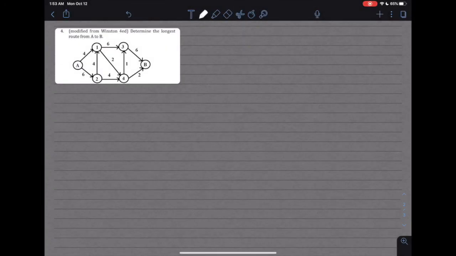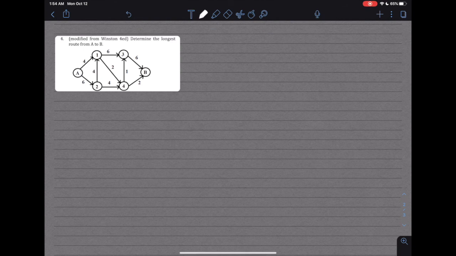The next application of the binary integer problem, or binary variable, is what we call the longest route or shortest route method, or your network problems. In this case, we are asked to determine the longest route from point A to point B, and this is a longest route problem. So what do we want to know here? We want to know the path we want to take.